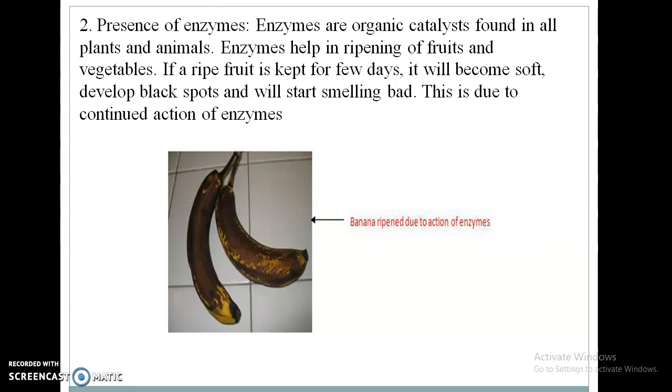Okay, and why does this happen? Because of the continuous action of enzymes. For example, when a banana is overripe, due to the action of enzymes the peel of the banana changes from green to yellow and then black, and it is considered spoiled, smelling very bad. So the second reason is the presence of enzymes. Second example, if we cut an apple and keep it for 5 to 10 minutes, it turns brown. Why? Because of the action of enzymes.